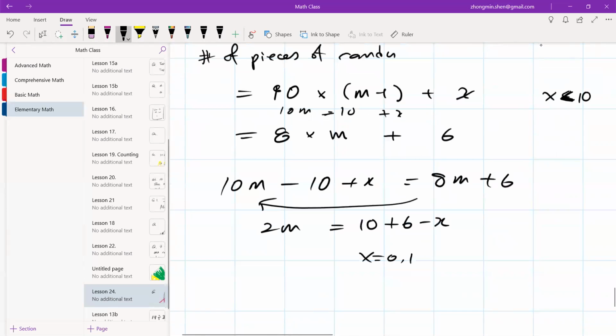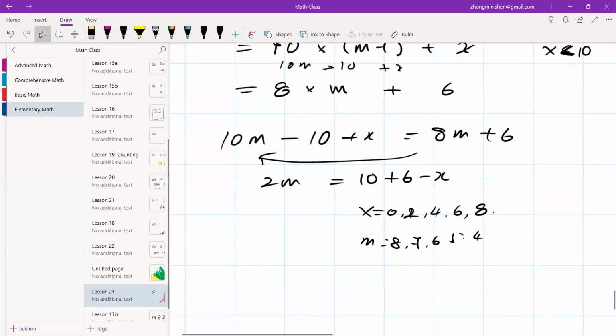So x still could be 0, 2, 4, 6, 8. Then you find m, okay? Then you solve for m. So m is going to be 8, 7, 6, 5, and 4. Okay, got it. So see you next class.